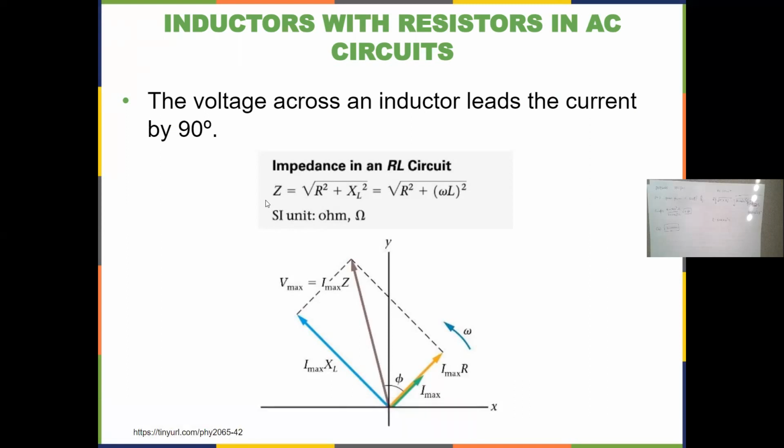Basically you start with V max for the whole circuit equal to the square root of I max times R squared plus I max times XL squared. Then the I max is the common factor there, you can single it out, and it turns out that Z in this case will be equal to the square root of R squared plus XL squared, where XL is the inductive reactance, which is omega times L or 2 pi F times L, okay?